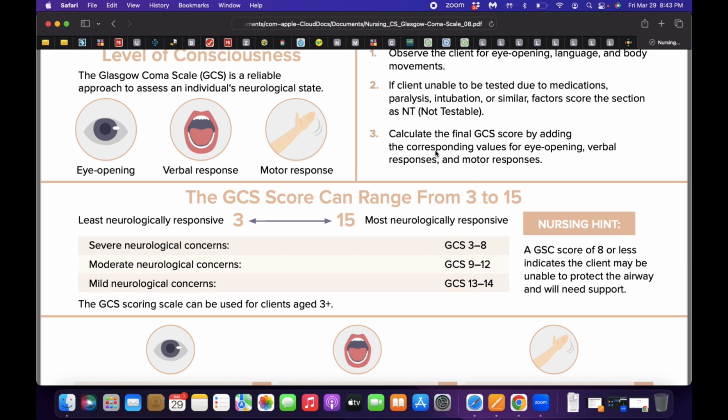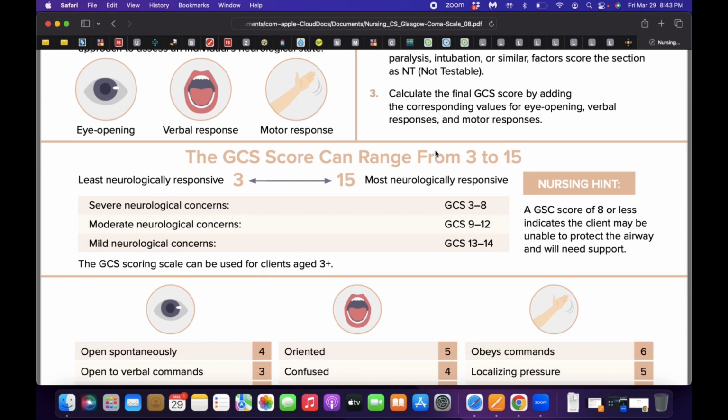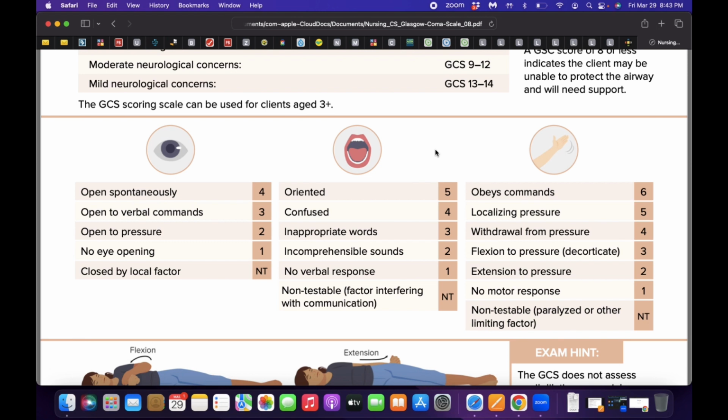Severe neurological concerns has a GCS of 3 to 8. Moderate neurological concerns has a GCS of 9 to 12. Mild neurological concerns has a GCS of 13 to 14. We always target a mild neurological concern with a GCS of 13 to 14. Nursing hint: a GCS score of 8 or less indicates the client may be unable to protect the airway and will need support. Let's discuss the components of each category for eye opening, verbal response, and motor response.